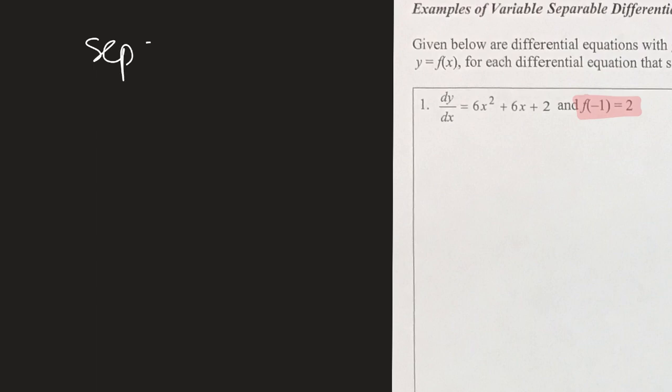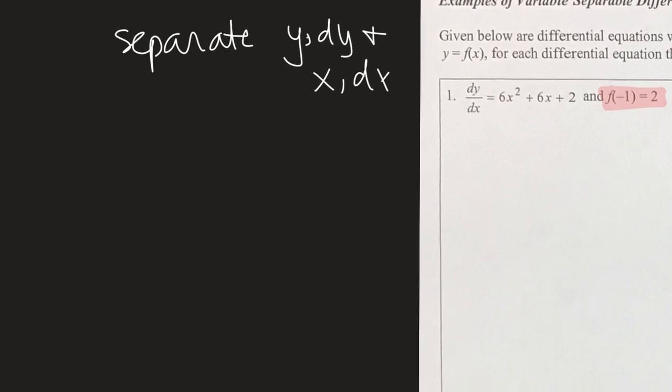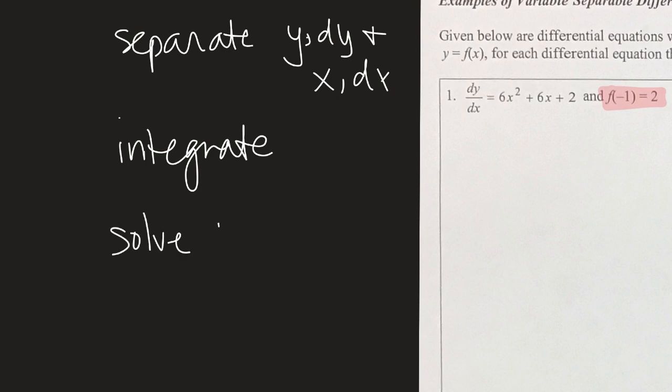So remember, there were 3 steps to solving a differential equation. First, you want to separate your dy's and your x's. So you separate y and dy, get them together, and you separate x and dx and get those together. Then you integrate both sides and take the antiderivatives, and then you use your initial condition to solve for c. So this is where this comes in. You take your x and your y and you figure out what your c value is.